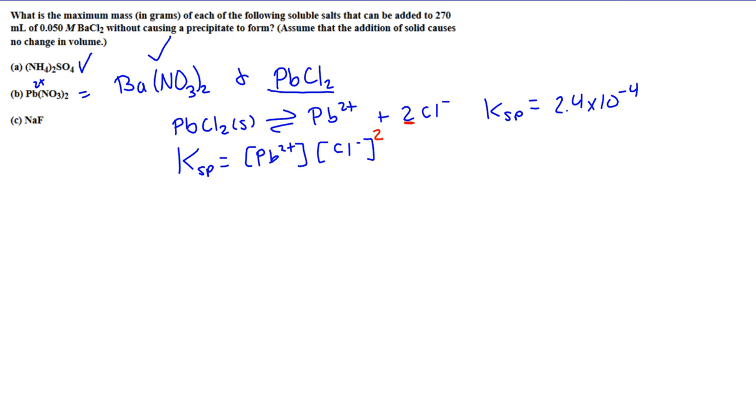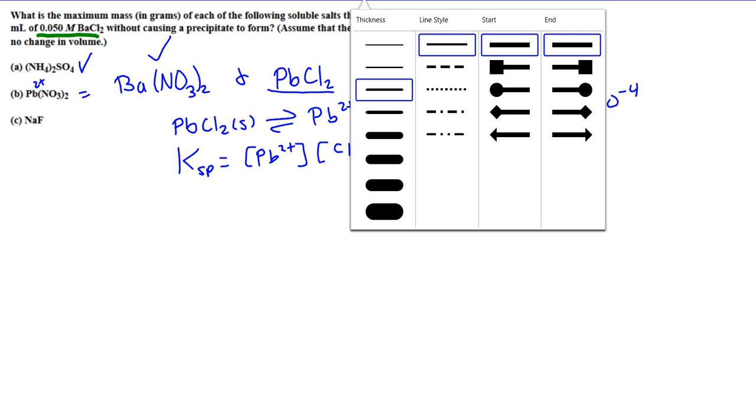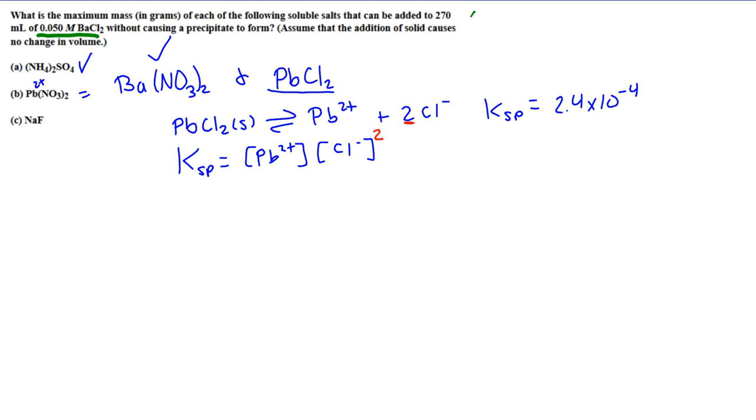So let's figure out what we know. We know Ksp, we just found that. We don't know lead, but we do know chloride. How do we know chloride? Well, the barium chloride. So up here we have 0.050 molar barium chloride. Now this is where it's a little bit different from the first one. That does not mean I'm 0.050 molar chloride.